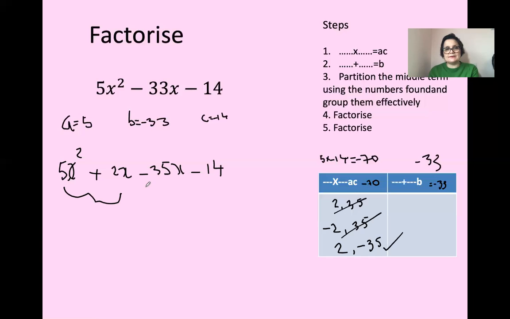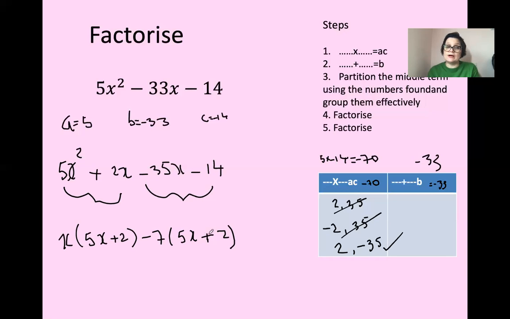Let's group them. So the common factor for these two terms would be x, so x, open the bracket, 5x plus 2, and then we minus the highest common factor of 35 and 14, which is going to be 7. So minus 7, open the bracket, 5x plus 2. Now, let me talk a little bit about the plus 2 sign.